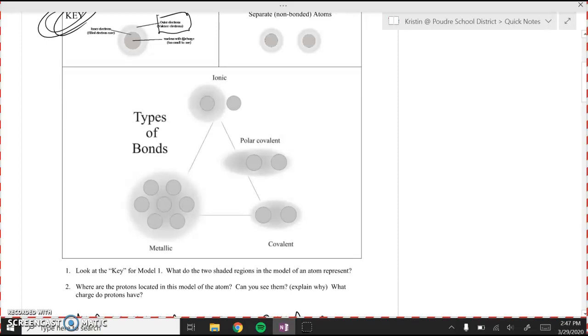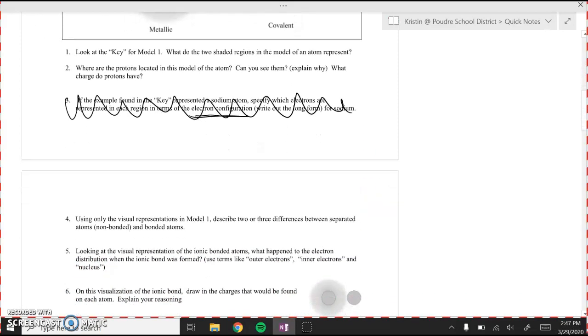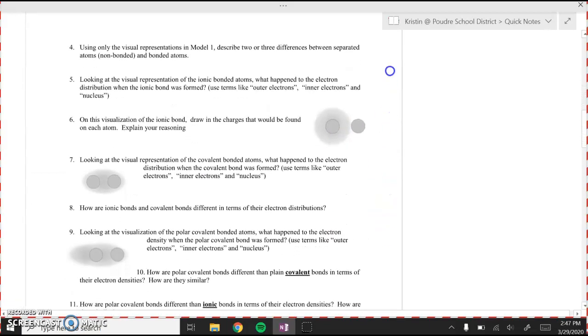This asks us where are the protons located in this model of the atom? Can you see them? What charge do they have? So they are in the nucleus in the middle. We cannot see them because they're too small, and they have a positive charge. Number 3, we can go ahead and skip because it is beyond the scope of this class.